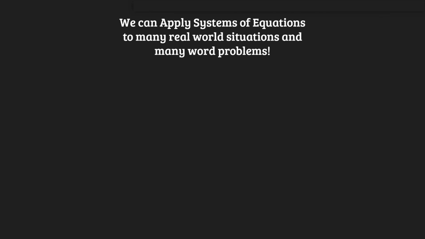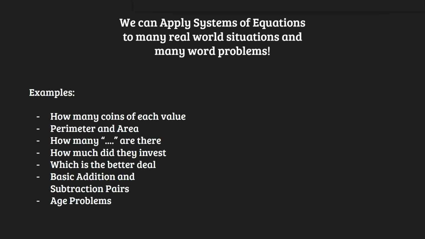In this video, I'm going to talk about how we can apply systems of equations to many real-world situations and many word problems as well. So some examples of word problems we can apply systems of equations to include how many coins of each value, perimeter and area type problems, how many of something are there, how much did they invest, which is the better deal, basic addition and subtraction pairs, as well as age problems.